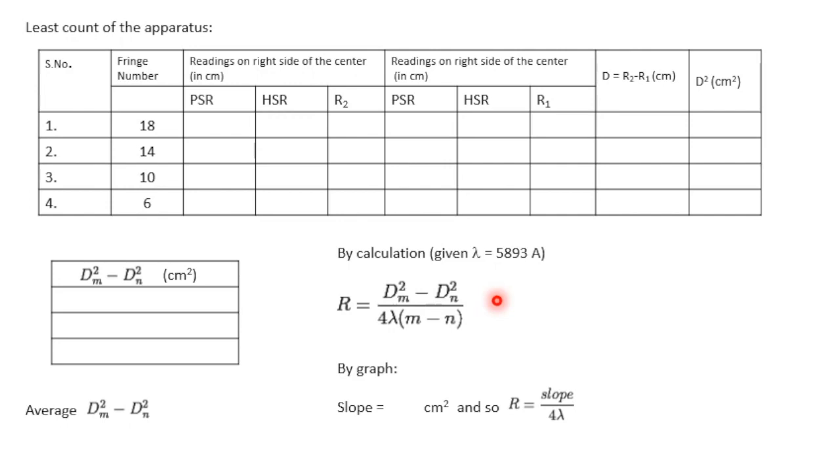But the job is only half done. You also have to plot a graph between D squared and the fringe number. So you plot D squared on the y-axis and the fringe number on the x-axis, and once you do this, you're in a position to plot the graph. And once you plot the graph, it is also possible to find out the slope of the line. And once you have the knowledge of the slope from the graph, you can always calculate the radius of curvature of the plano-convex lens, this time from the graph.